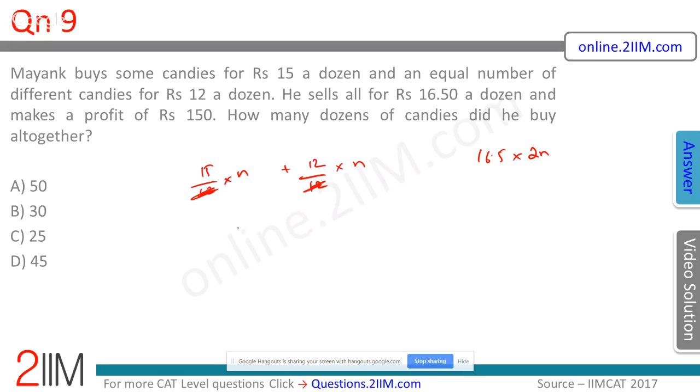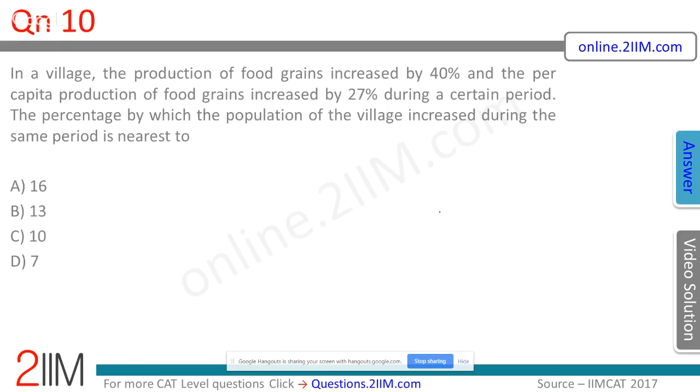So 15n for n dozens, 12n for n dozens, and he sells at 16.5 into 2n dozens. So 27n plus 150 equals 33n. 6n equals 150, n is 25. That means how many dozens did he buy? Twice that, not 25 but 50. He buys 2n dozens, n is 25, so 50 dozens totally.